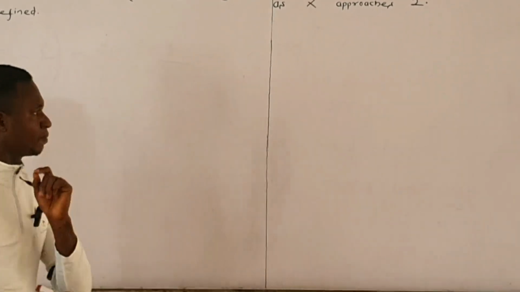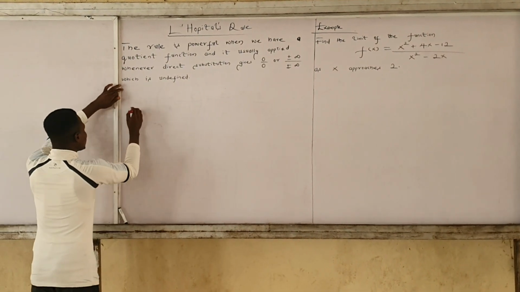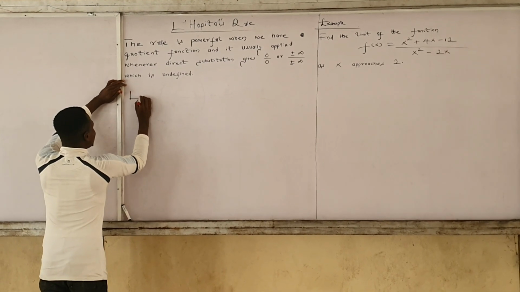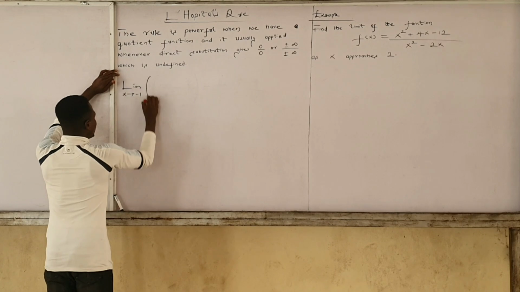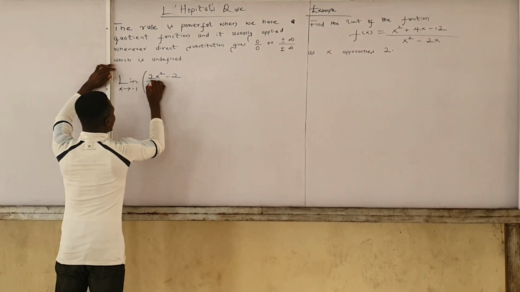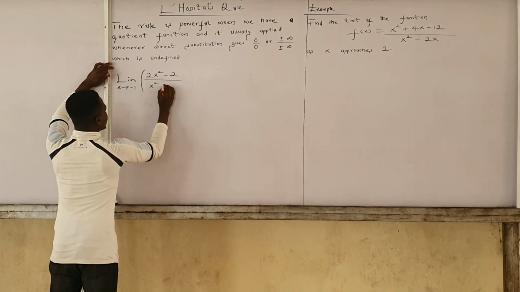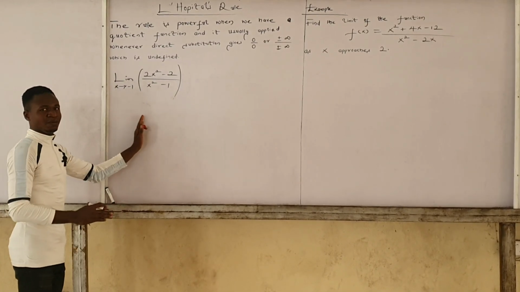So for example, this is how we make use of L'Hopital's rule. Let us look at a function such that we have the limit of the function as x tends to minus 1 of 2x squared minus 2 all over x squared minus 1. Let us look at this simple function. Now, we want to find the limit of this function.